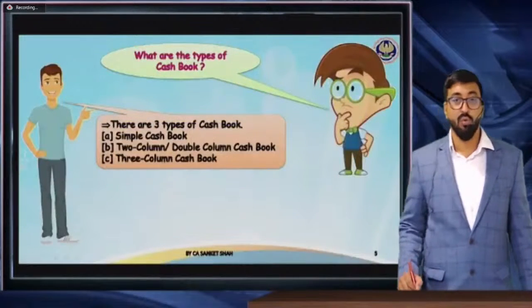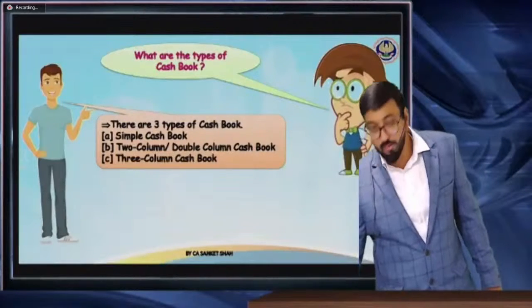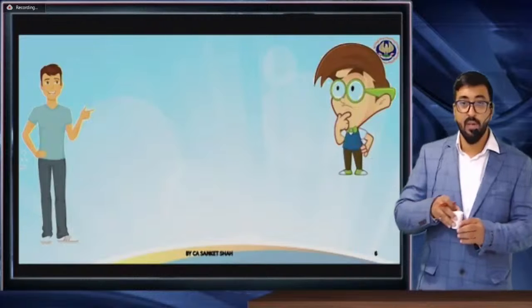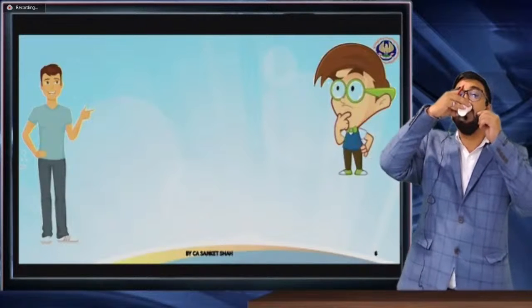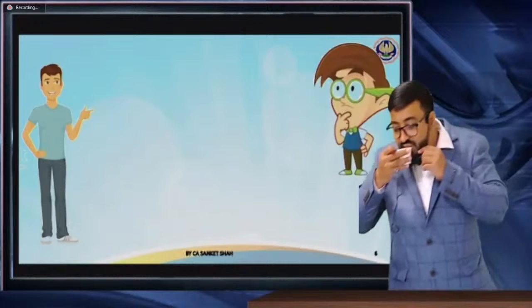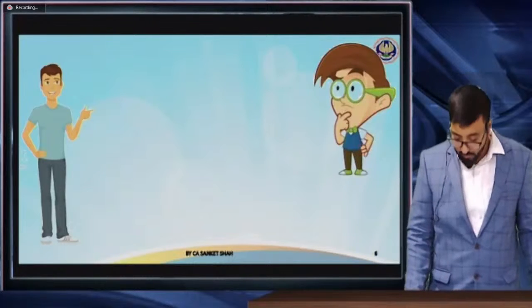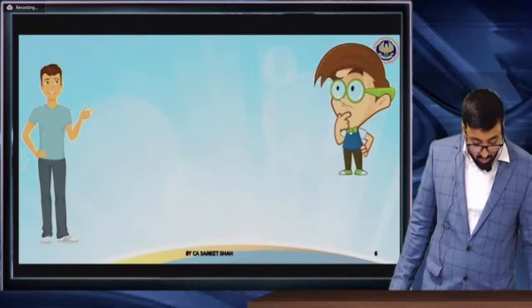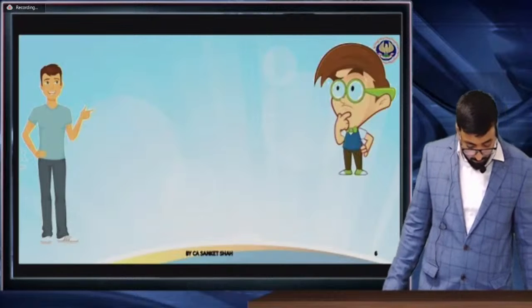Okay, let's come to these three types of cash book. Simple cash book. Let me drink some cold coffee now, it has become very cold. Okay, pay attention. This is called double column.